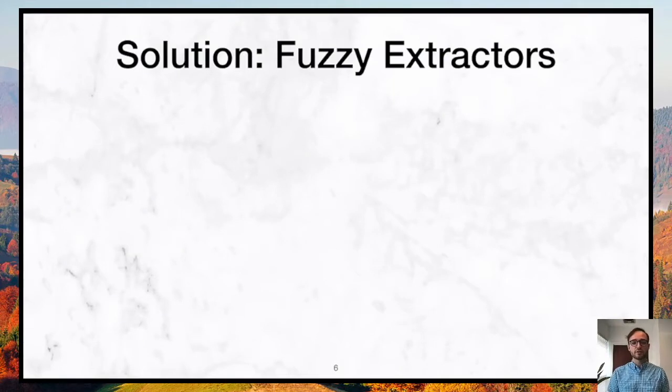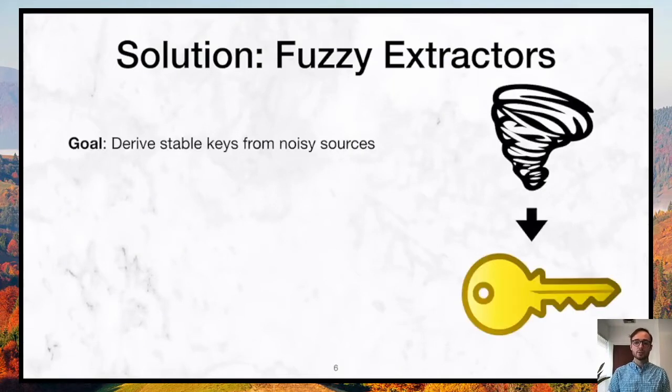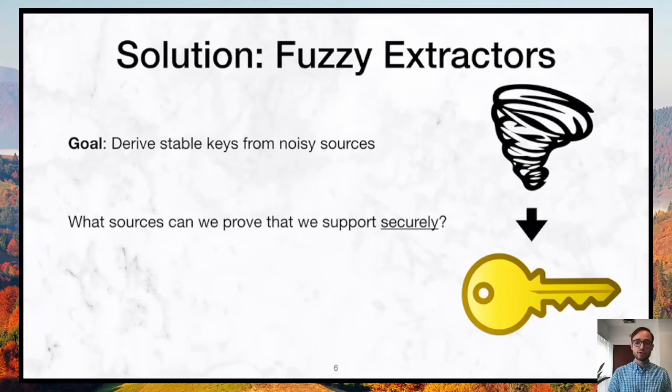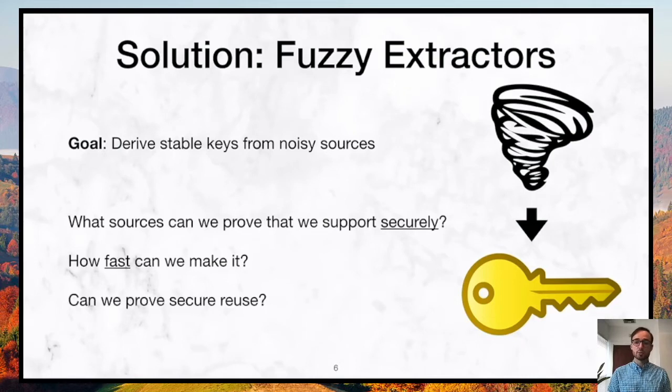Luckily, we have fuzzy extractors, which derive stable keys from noisy sources. There are questions that we have about fuzzy extractors, such as what distributions can we prove that they support securely? How fast can we make them? And can we prove that they are reusable? What this means is that the same biometric could be used as the source for multiple fuzzy extractors.